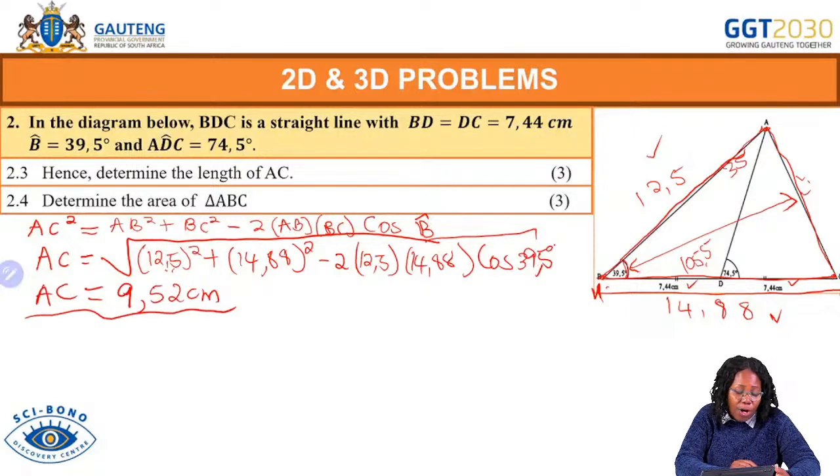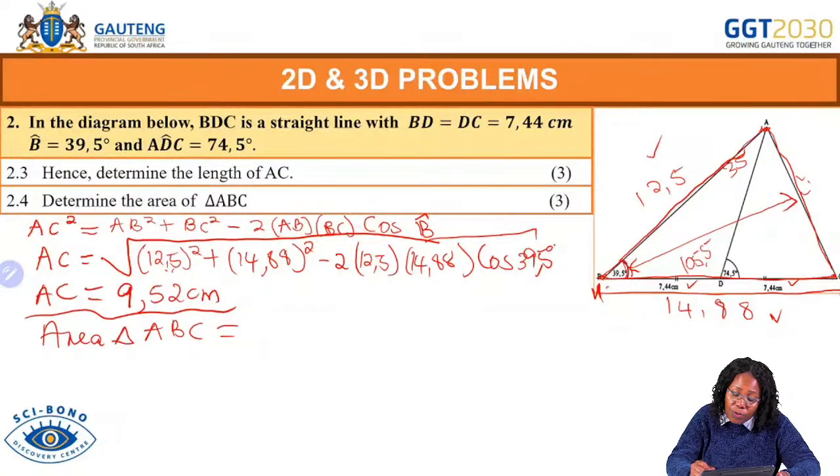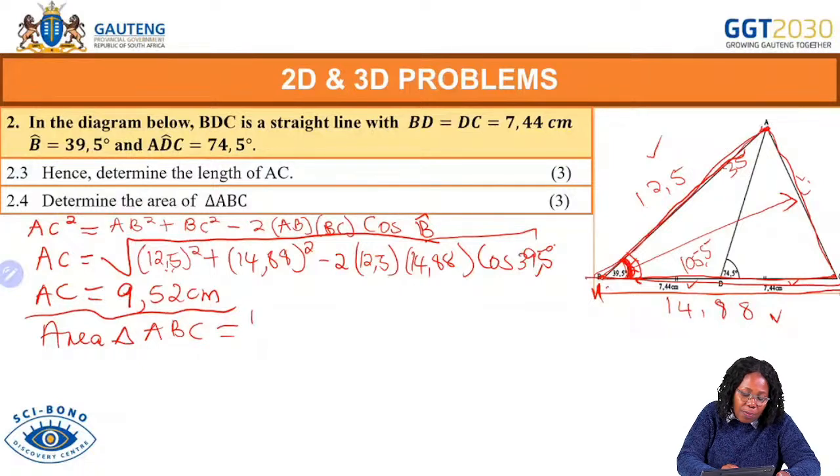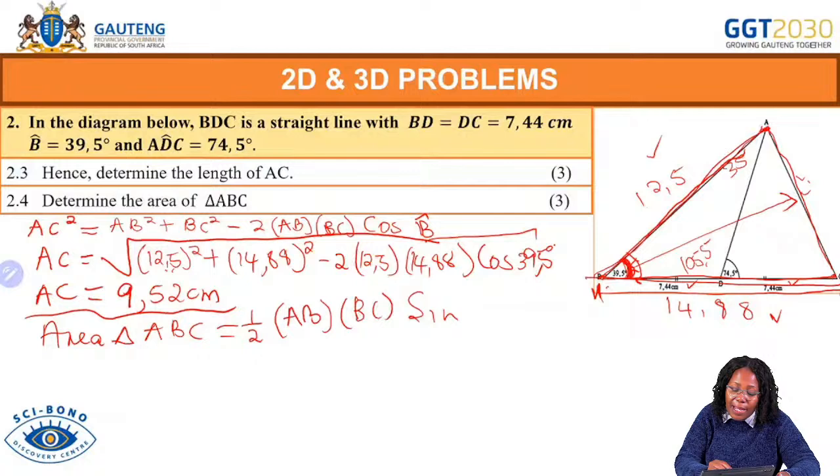Lastly, 2.4, determine the area. Remember, for the area of a triangle ABC, you must have two sides and the included angle. We are looking at the triangle ABC, the bigger triangle. We take two sides of the bigger triangle and an included angle. That will be half of two sides. Which sides are we referring to? AB and side BC. And then it must be a sine now, not a cos, a sine of the included angle, 39.5 degrees, because we are calculating the area.